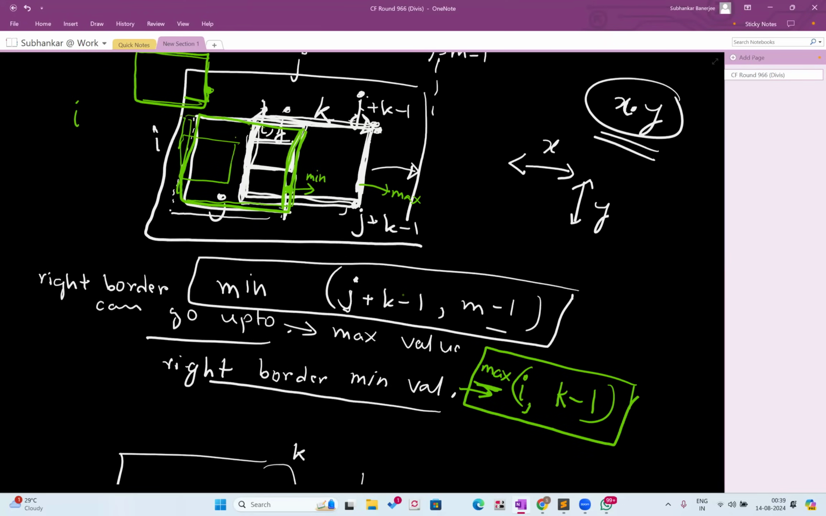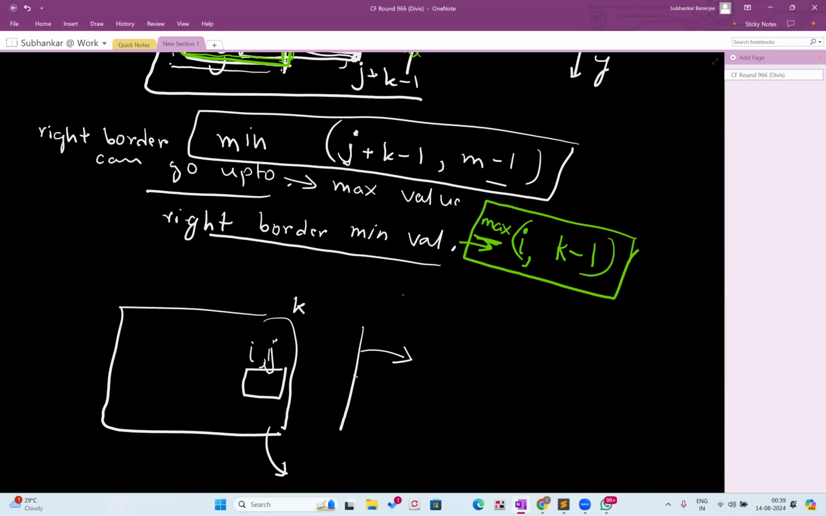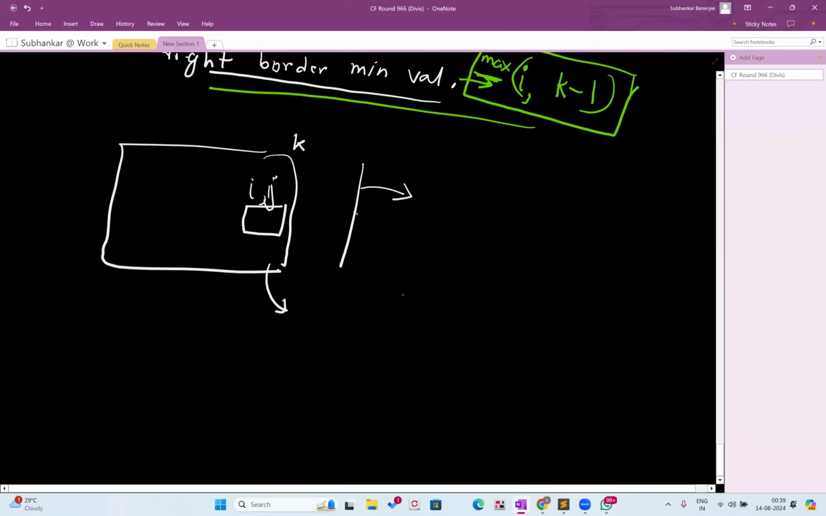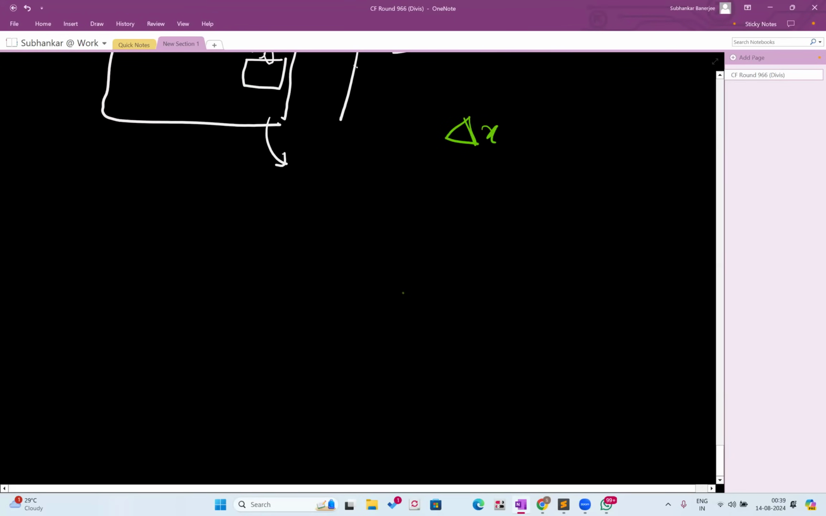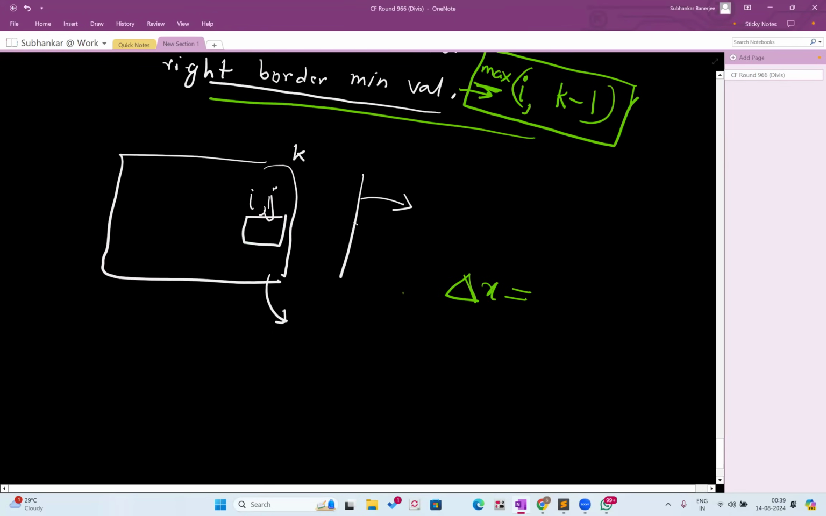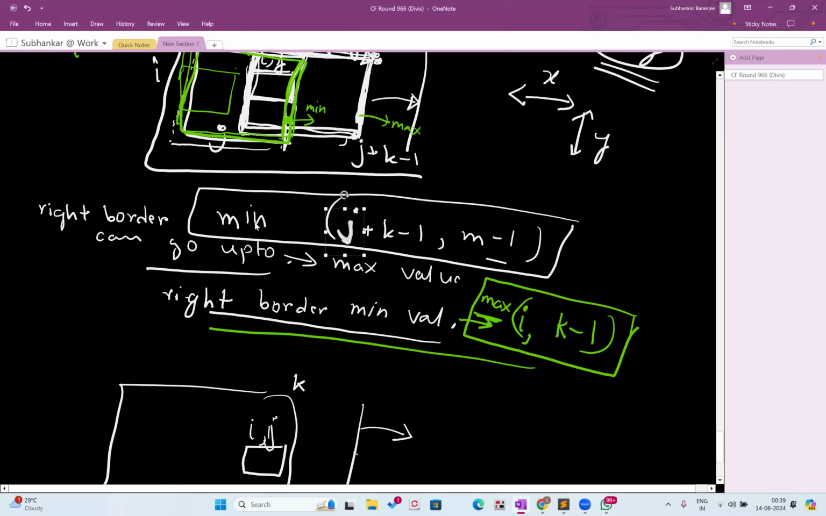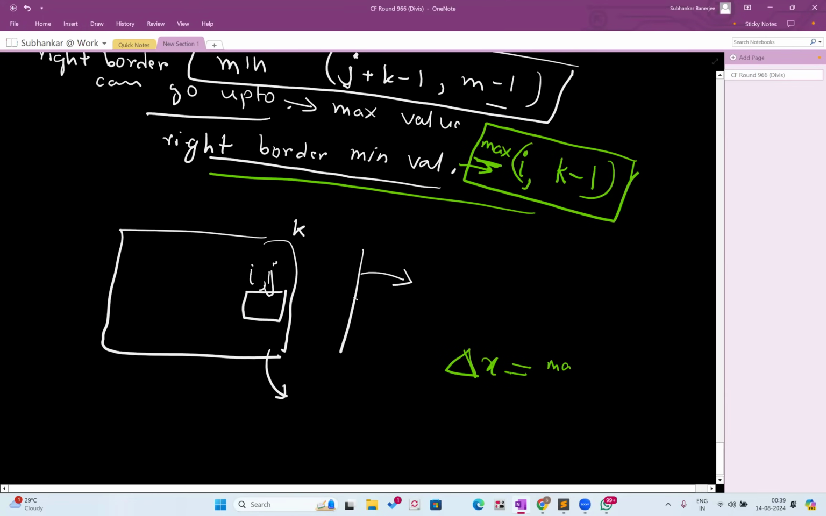So similarly, for the right border we have calculated what the range is. Whatever the value, I'll say delta x: the right border can move from the minimum value of the right border to the maximum value of the right border. So max minus min, this is the delta x.